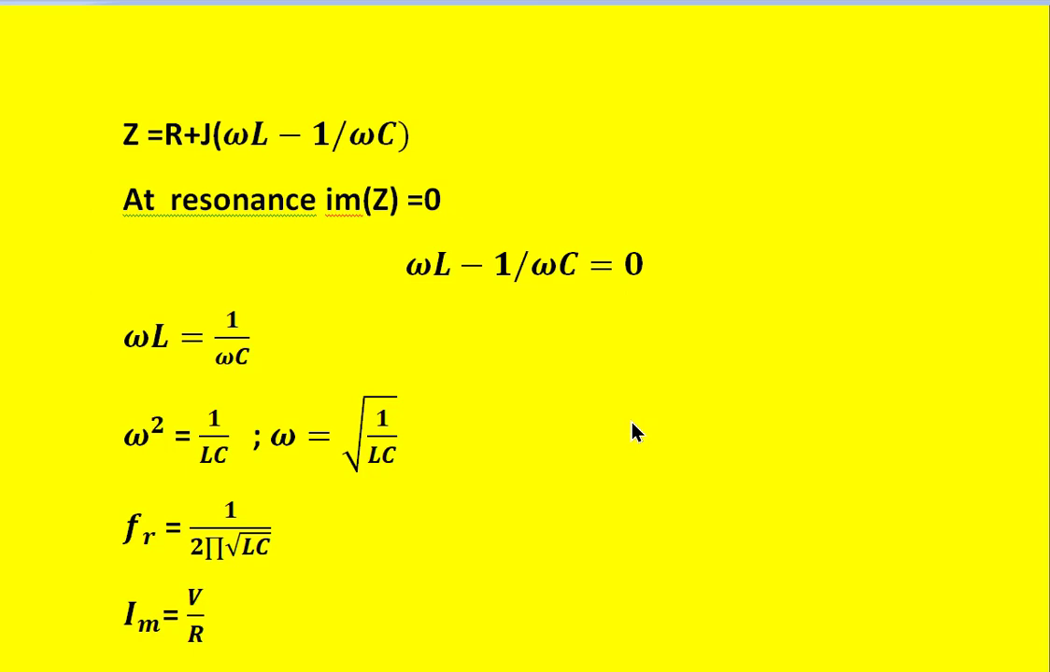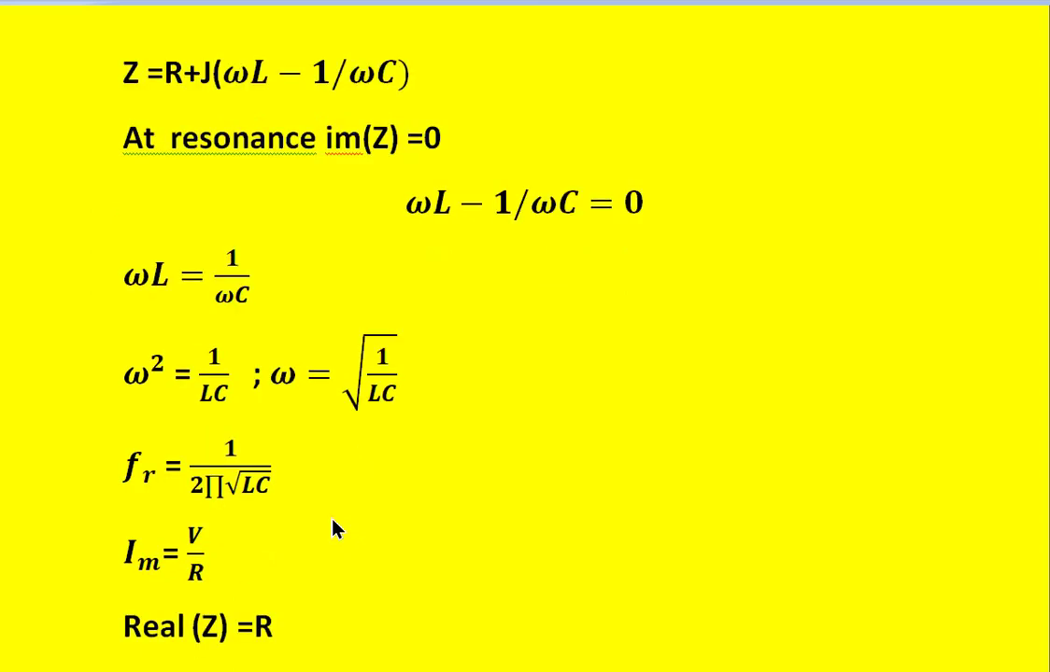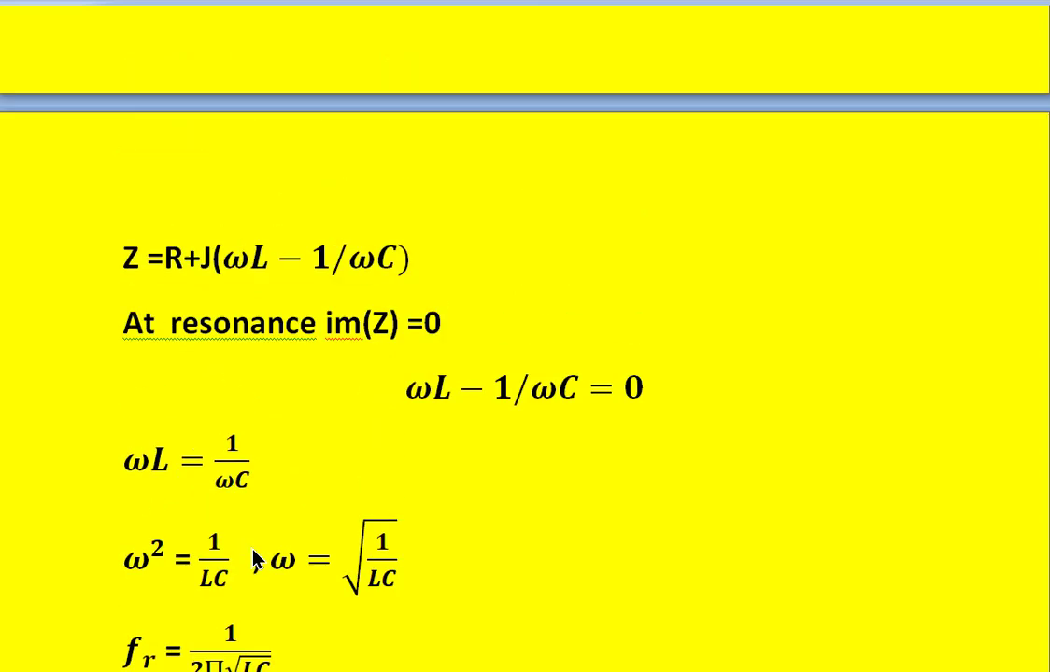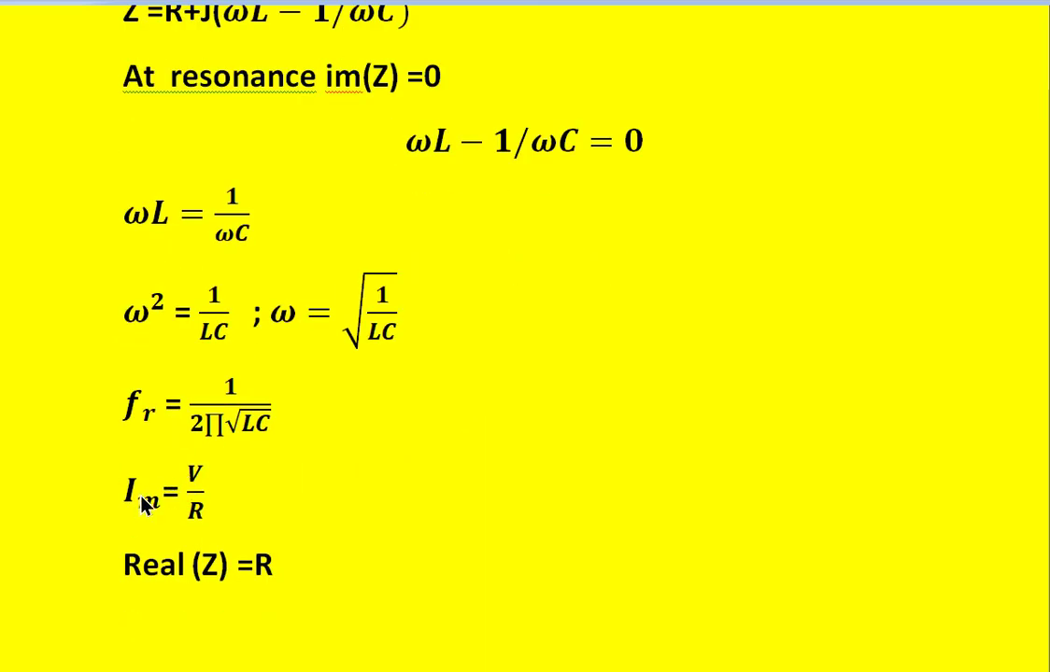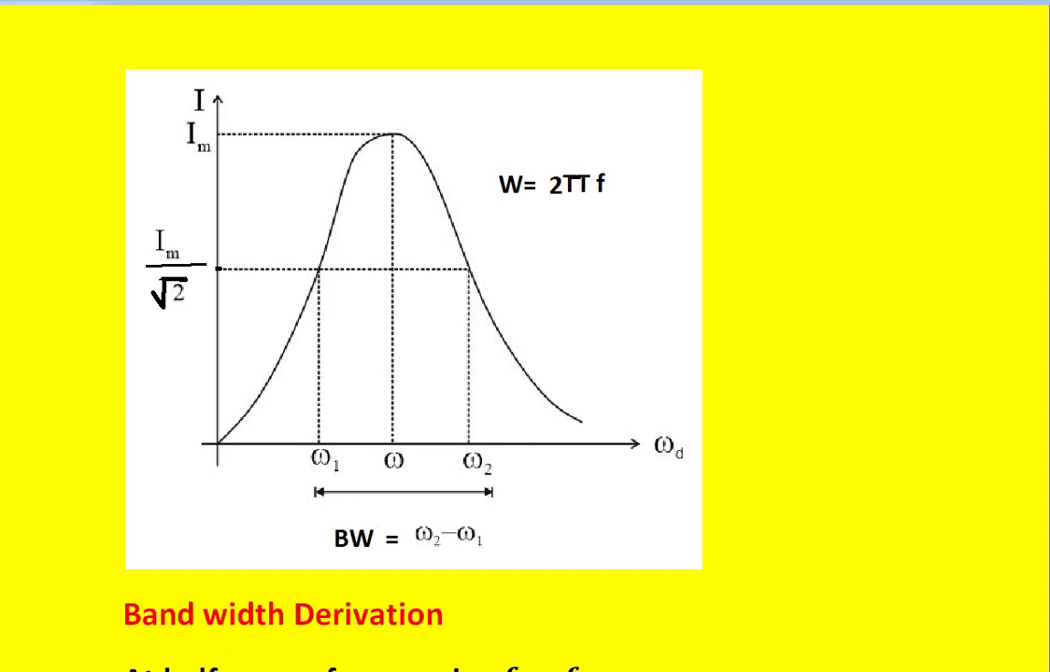Under resonance condition, the impedance is only the real part, that is R. So the current at resonance we can write as V by R, represented by Im. This current is maximum. When the current versus frequency curve is drawn, the curve is obtained like this. And this is the point where the current is maximum, that is Im, which is equal to V by R.